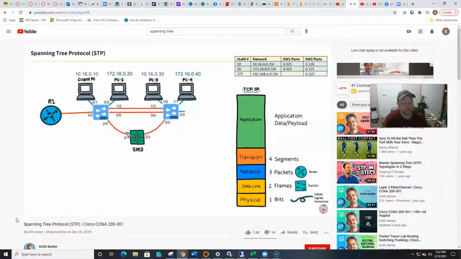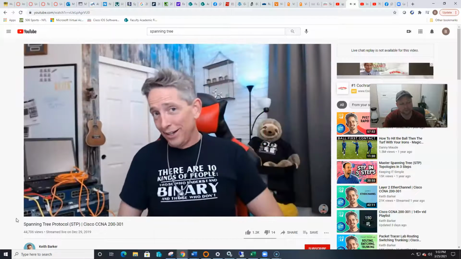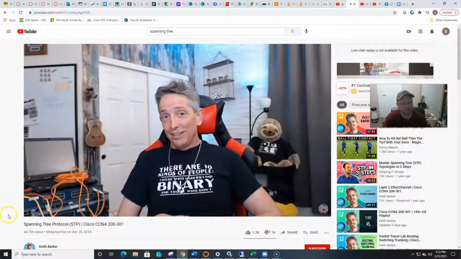So on commercial switches like Cisco Catalyst switches, spanning tree is enabled by default, and it might be important to understand how the rules are played with spanning tree. And here's the basic rules.